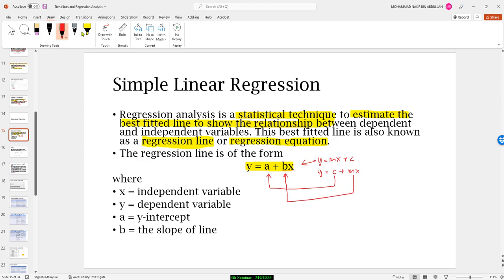So m is slope, right? C is your y-intercept. So here we use y equal to a plus bx, or in some statistics books you read, they say y equal to beta naught plus beta 1 x, right? So x1, since we are doing simple linear regression. In simple linear regression, we only have one dependent variable and one independent variable, right? So I hope you understand the concept here.